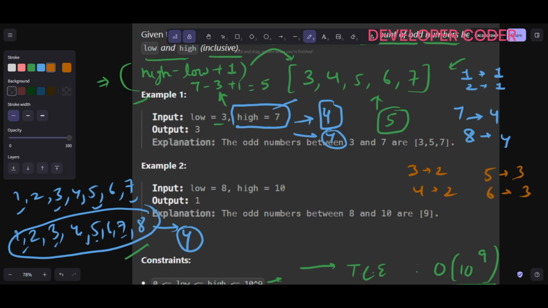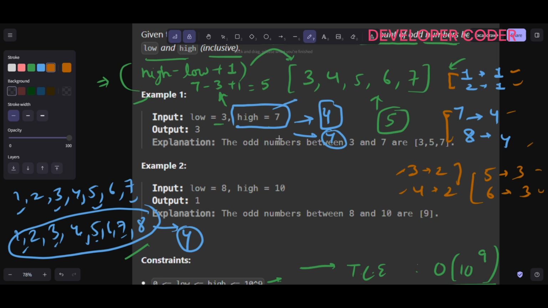Okay, so here if you notice, 1 and 2 have the same number of odd numbers, right? Same number of odd numbers in 1 and 2. When my high is 3 and 4, again the same number of odd numbers. When my high is 5 and 6, same number of odd numbers. When my high is 7 and 8, again the same number of odd numbers, right?